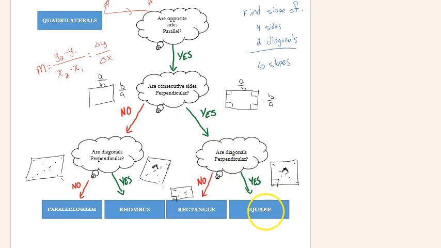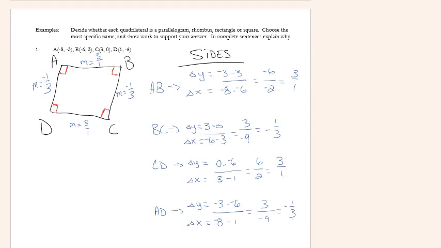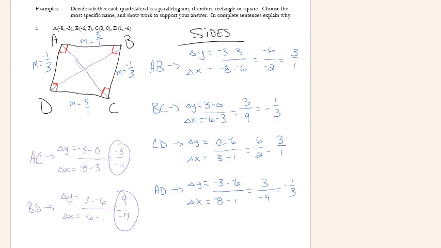We have to decide if it's a rectangle or a square, and that comes from the diagonals being perpendicular or not. Pause and make sure you check that now, please. What we see, hopefully, is that our segment AC is a slope of negative 3 over negative 11, or positive 3 over 11. And that segment BD has a slope of negative 9 over 7. Those are not opposite reciprocals. They're opposite, but they're not reciprocals. Therefore, this is not perpendicular, not a 90-degree angle.